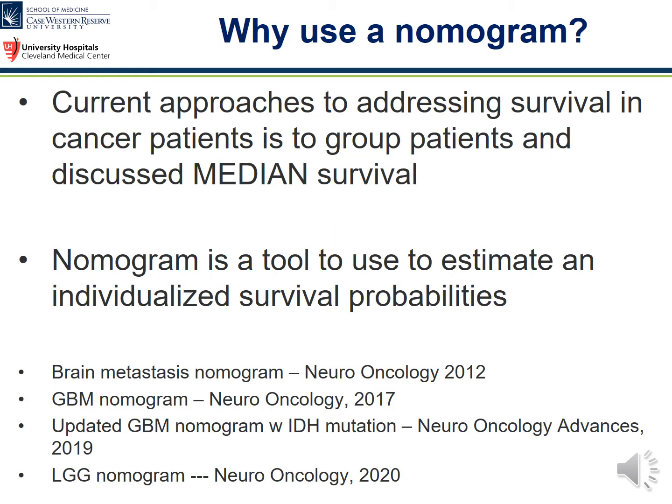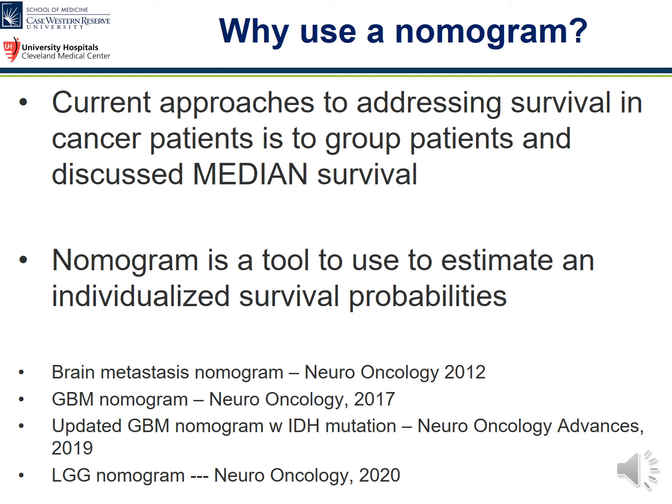However, in general, we discuss groups of patients when addressing survival, and the statistic that we use is median survival. But as we all know, not everybody is at the median, and it is a distribution of patients, and there can be wide variety. So why use a nomogram?